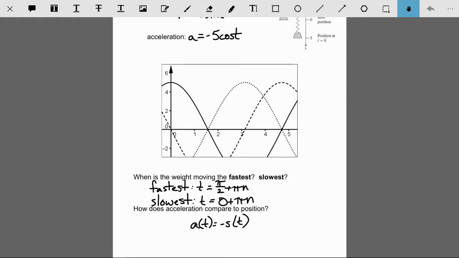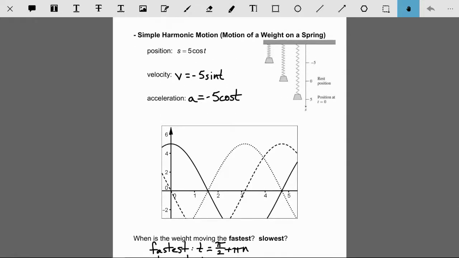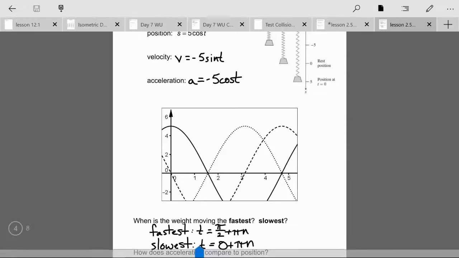And then it says, how does acceleration compare to position? Pretty simple there. You can see that our acceleration function was -5 cosine t. The position was 5 cosine t. So those are going to be a reflection when you look at the graphs.